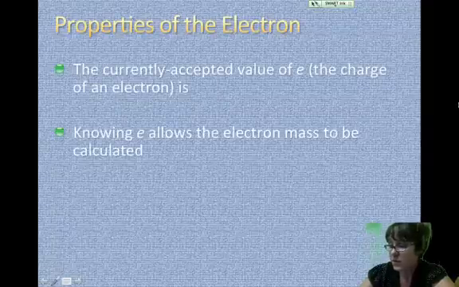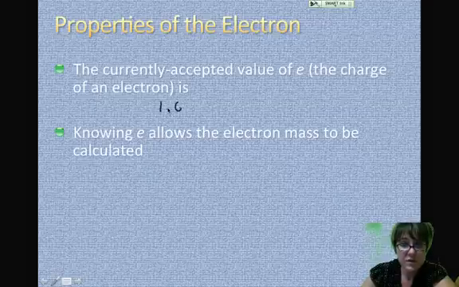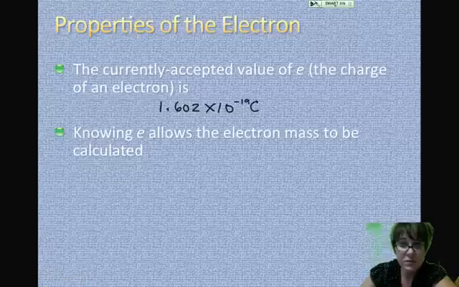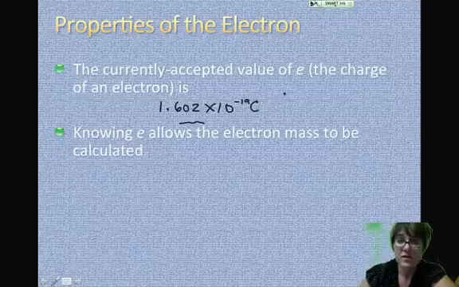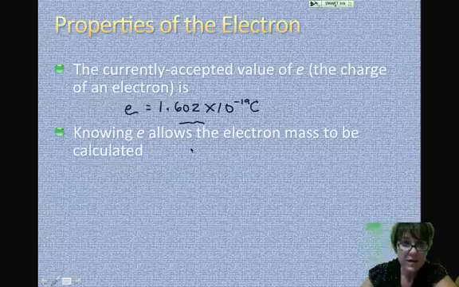Amazing, right? So currently, the accepted value for the charge of an electron is 1.602 times 10 to the negative 19 coulombs. We got more significant digits in this number just because we had better instruments later on, so that we could measure with more accuracy and with more precision. This value for the charge of an electron is typically written with the cursive e, and you'll see this used in your notes and in the problems.